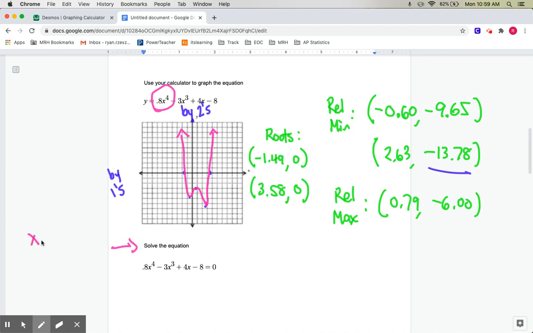And that is that the x-intercepts are the solutions. That's a really big deal because if you know where a graph hits the x-axis, you know the answers to the problem.